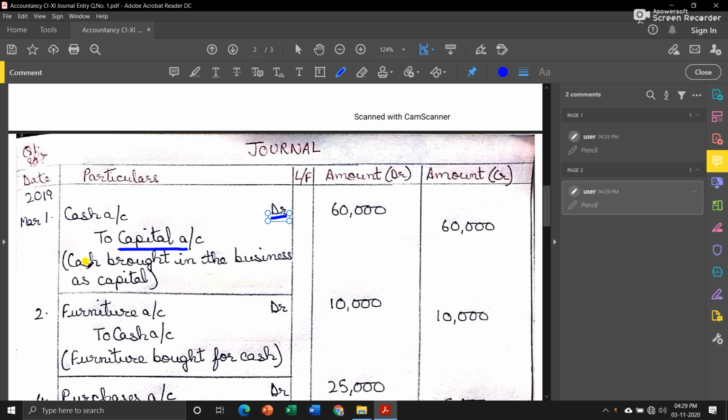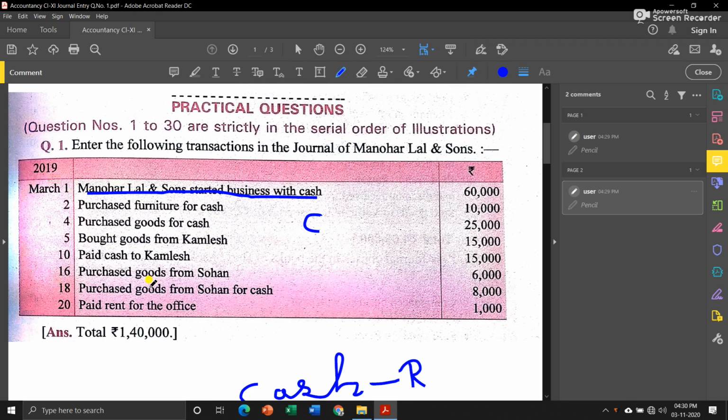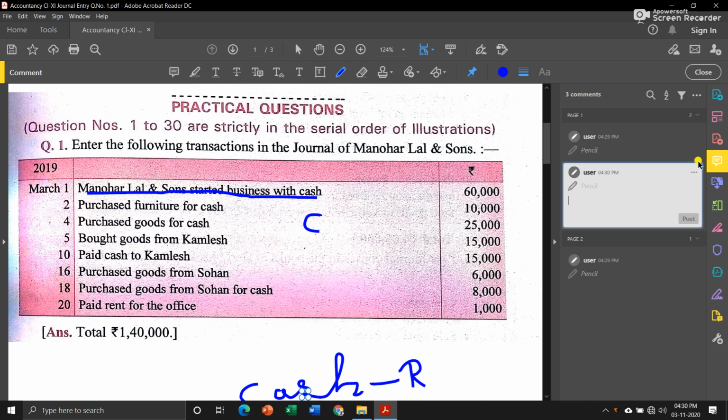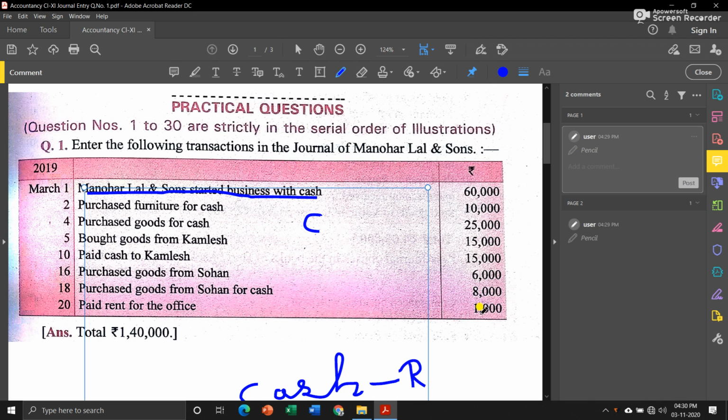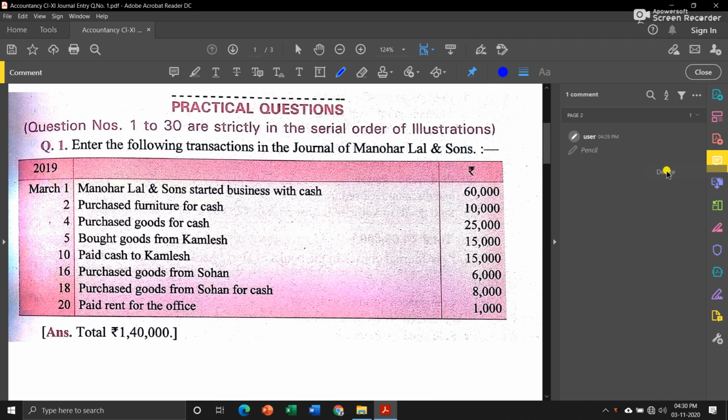Now for the narration, you can write anything you want, means you just have to explain the transaction. It is not necessary for you to learn by heart each and every narration. You can write it in your own words as far as the meaning is clear. Okay, so I wrote narration, cash brought in the business as capital. So now let us see the next transaction, purchased furniture for cash.